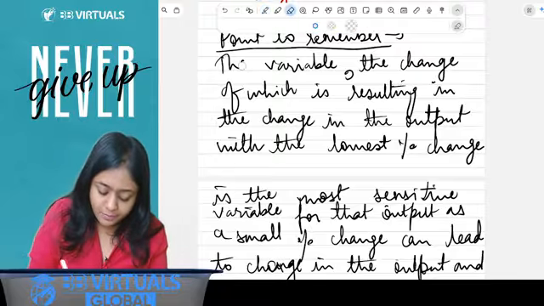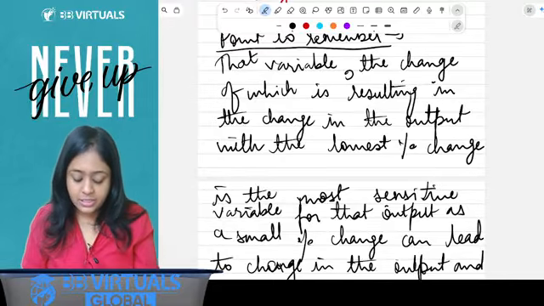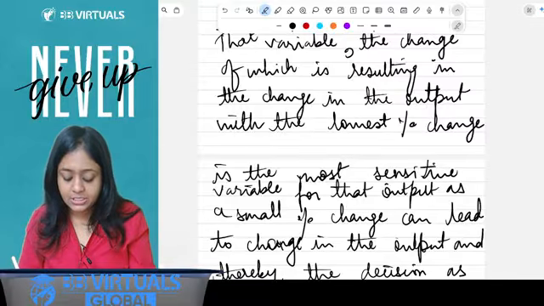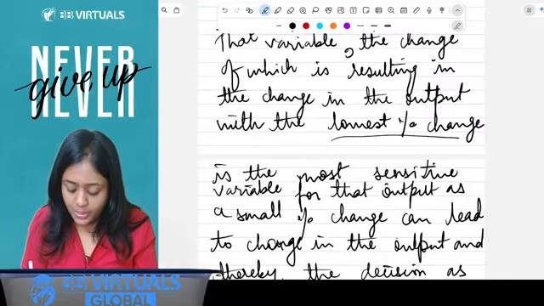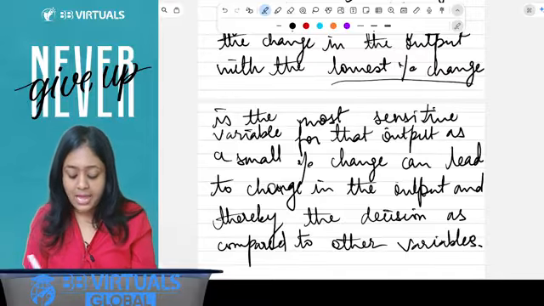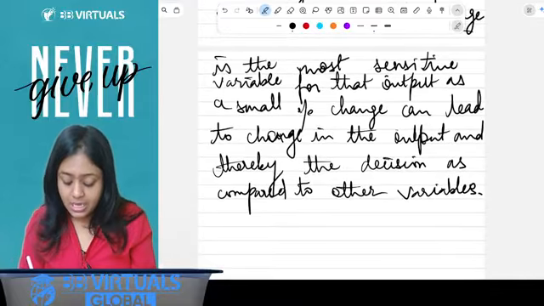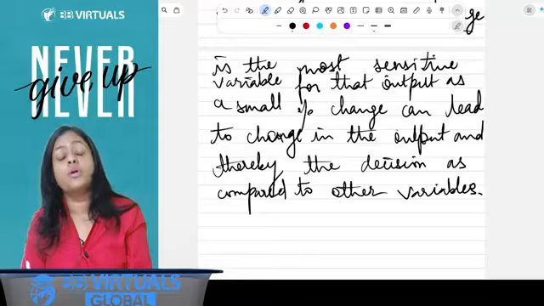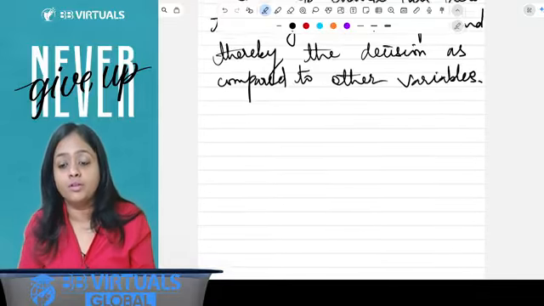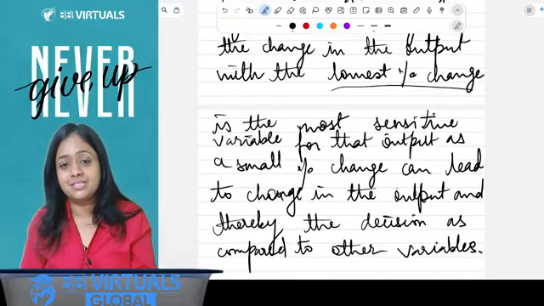Okay, that variable, the change of which is resulting in the change in the output with the lowest percentage, is the most sensitive variable for that output, as a small percentage change can lead to big changes in the output, and therefore it is the most sensitive of all the variables. Yes. Done with risk and uncertainty.